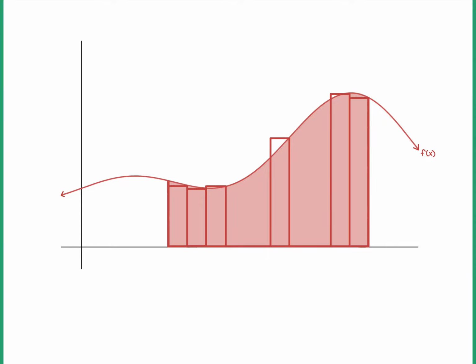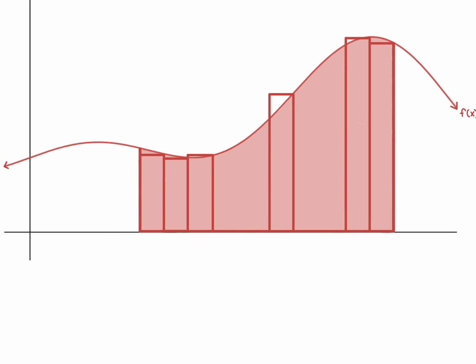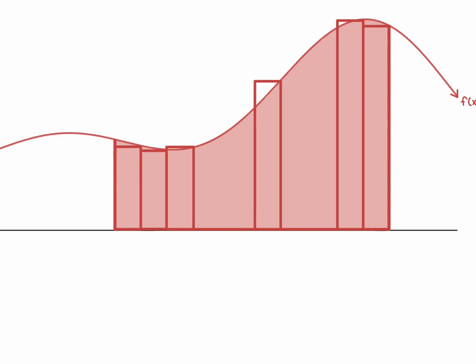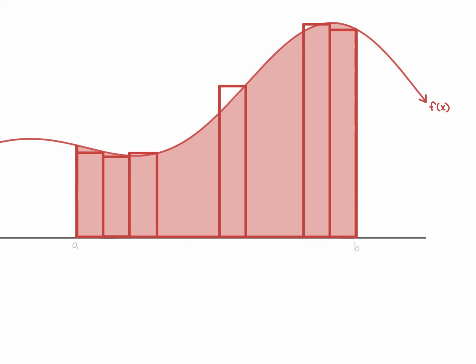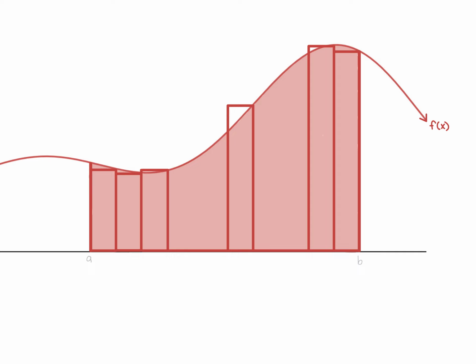Okay, so let's say we come down here and we call this a. Let's say this first x value down here is a, and then let's say the last x value of this interval is b. We want to find the area between the function f of x and the x-axis from a to b. All this area that's shaded is the area we're interested in.